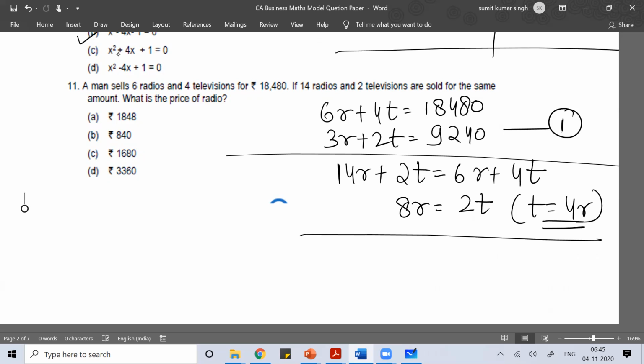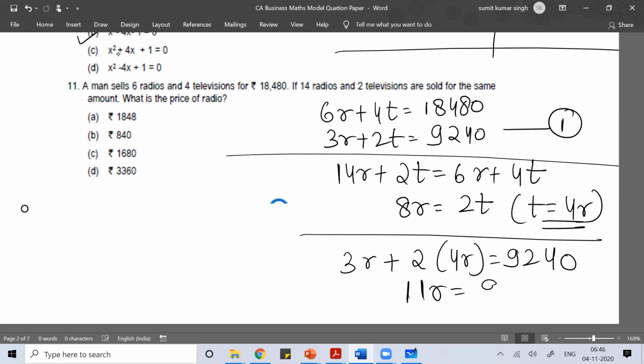Substitute this value in this equation. They want radio, so in place of T you can write 4R. This is 9240. 8 plus 3, 11R is equal to 9240. So the value of R is 840.